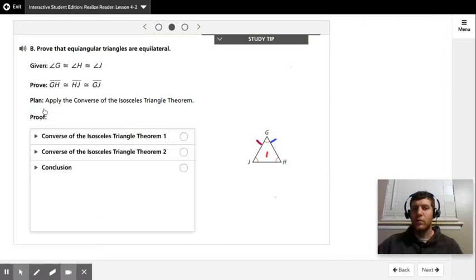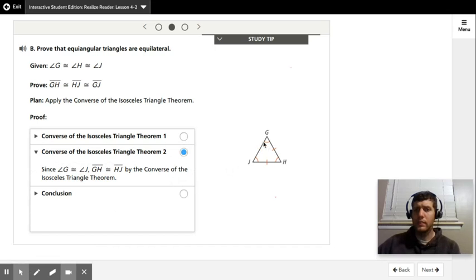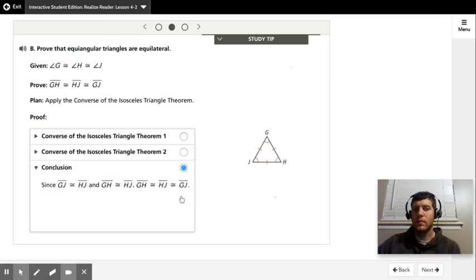And if we look here at the formal proof as they wrote it out, the first step was that converse to the Isosceles triangle theorem. So they put, since G was congruent to H, we know that GJ is congruent to HJ. And then they use the converse of the Isosceles triangle theorem again. So since angle G is congruent to angle J, we also know that GH is congruent to HJ. And then, what do we have? We had GH congruent to HJ, and we have GJ congruent to HJ. We know that all three sides, all three segments, are going to be congruent. That would be the transitive property.